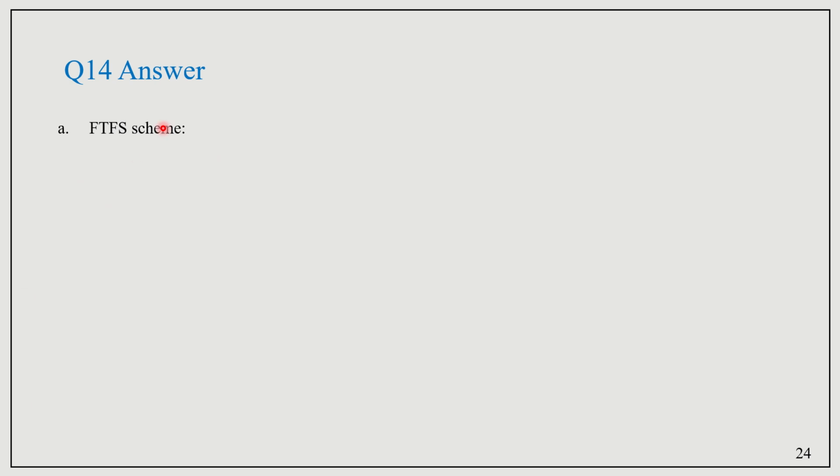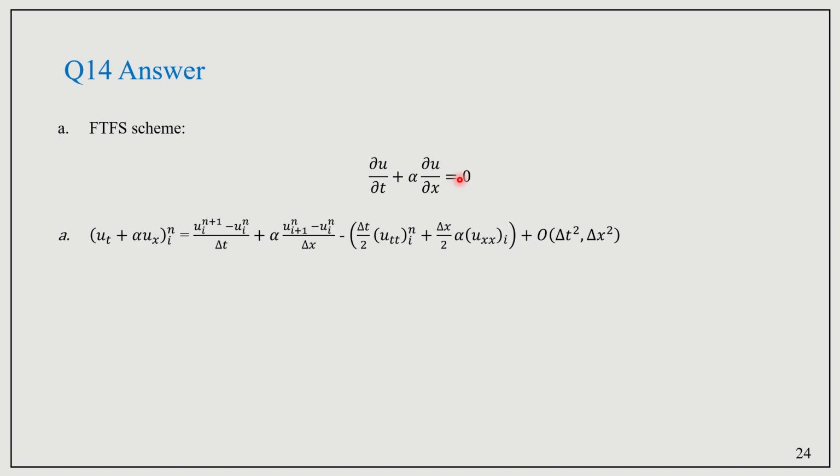FTFS scheme, forward in time, forward in space. So if you are taking it like this, dou u by dou t plus alpha into dou u by dou x. So we are using forward in time and forward in space. So we will get the final equation like this. So it is dou u by dou t, we are rewriting it like this, alpha into dou u by dou x at i and at n. So i is the space position and n is the time position.